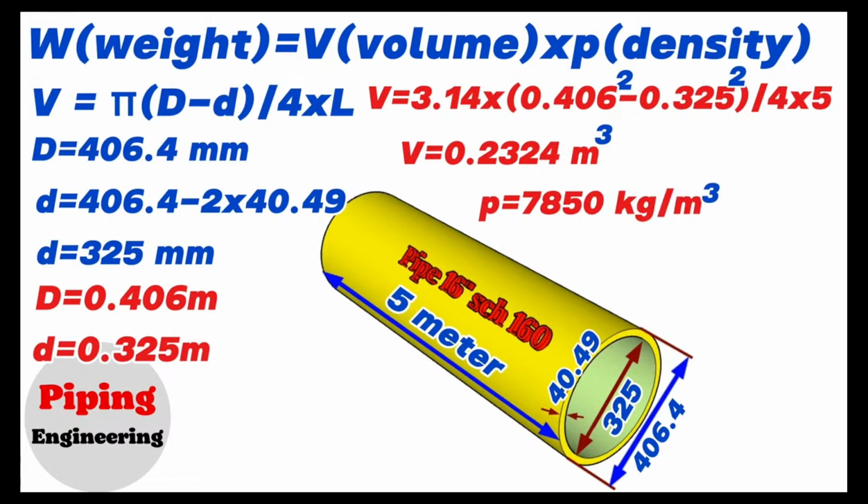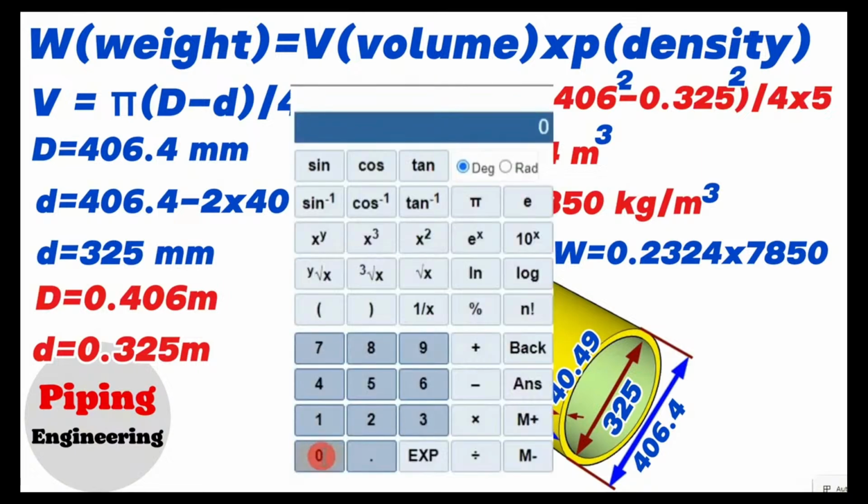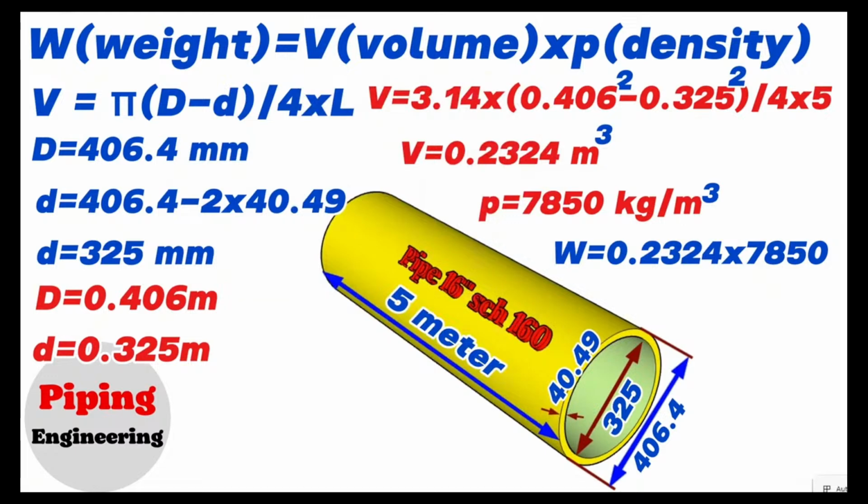Now let's write this information in the weight calculation formula. Weight equals volume 0.2324 cubic meters multiplied by the density of the pipe material, 7,850 kg per cubic meter. Using the calculator, we find that 0.2324 multiplied by 7850 will be equal to 1824. So, we calculated and found that the weight of the 16-inch Schedule 160 pipe in our example will be 1824 kilograms.